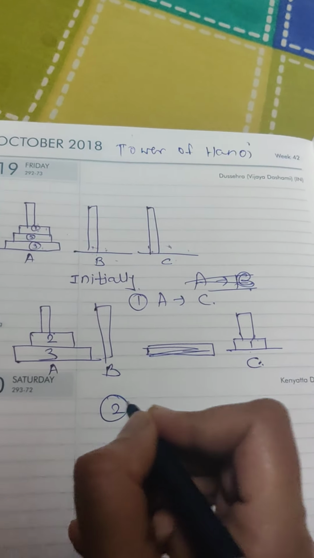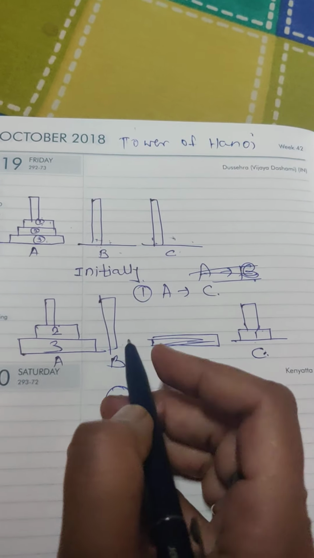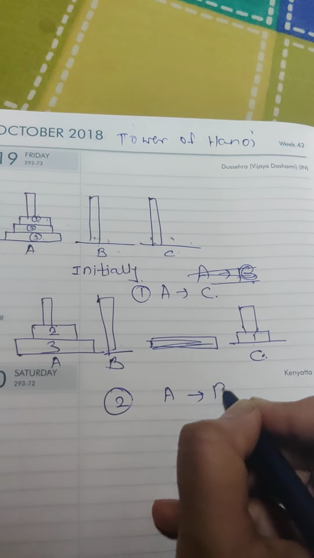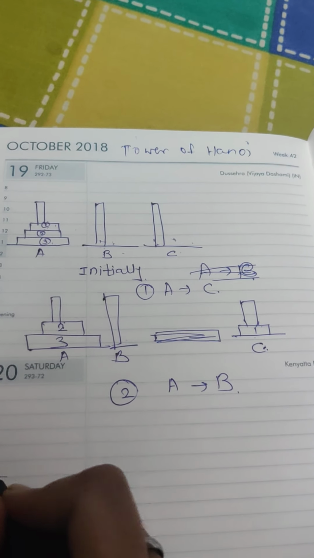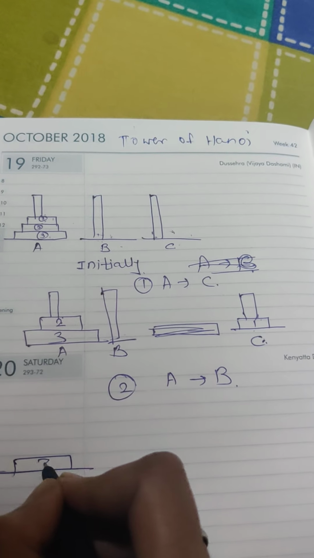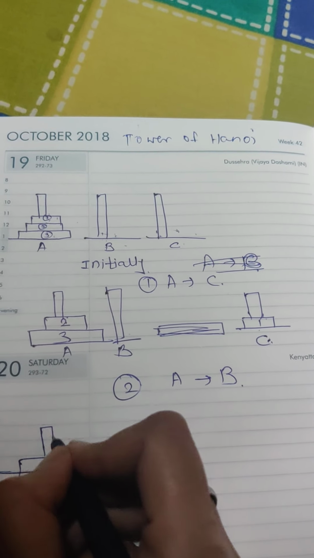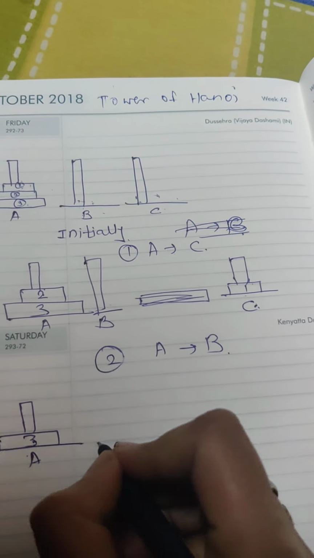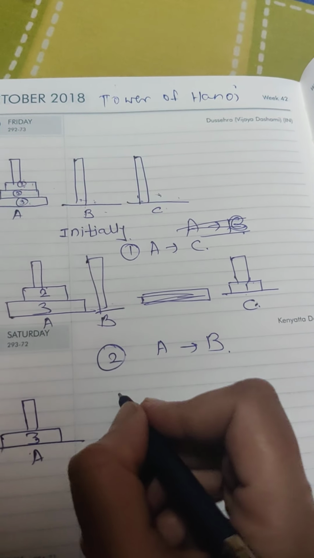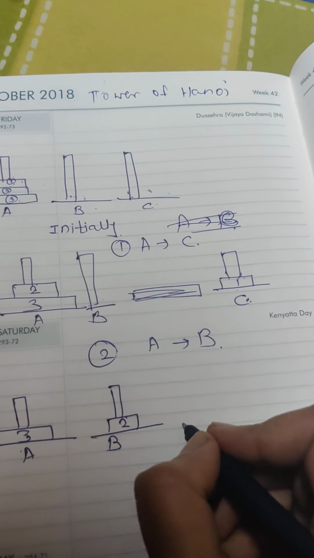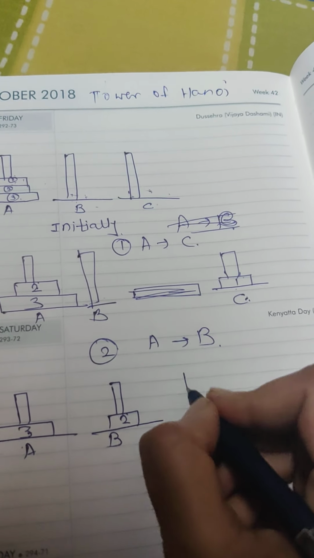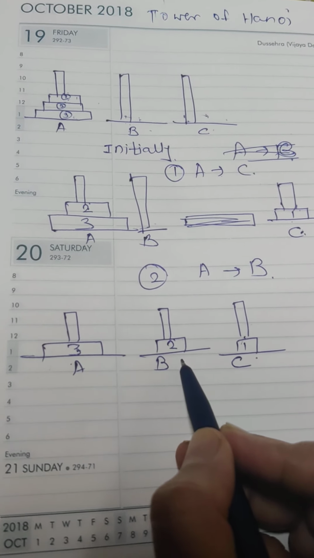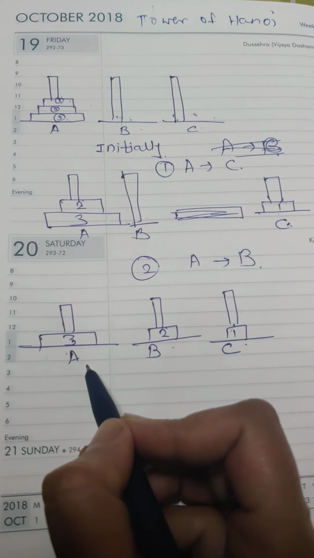In our second step we will move this disc 2 to the B peg, means the movement will be from A to B. So here it will be peg A. In peg A the number 3 disc is there. In peg B the number 2 disc is present, and in peg C we are having the number 1 disc, means smaller is present at C, bigger is present at B, and the biggest is present at A.